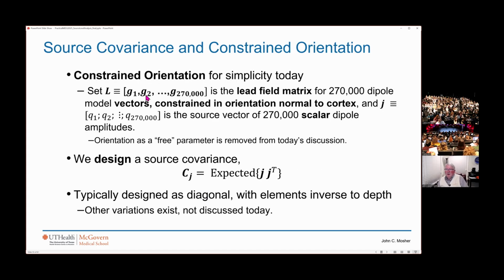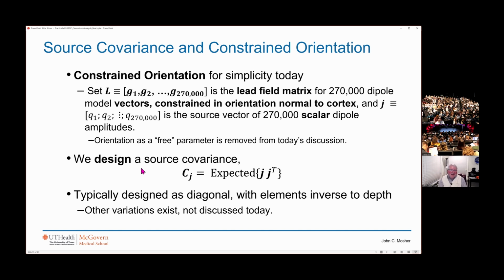And to keep it simple, like I mentioned, let's not use matrices. Let's go ahead and use the normal orientation of each one of those dipoles, in their constrained orientation normal to the cortex. Then it becomes 270,000 columns for 270,000 dipoles and 270,000 scalar amplitudes, so that the orientation as a free parameter is out of the discussion for today, but it is something that will pop up quite a bit.